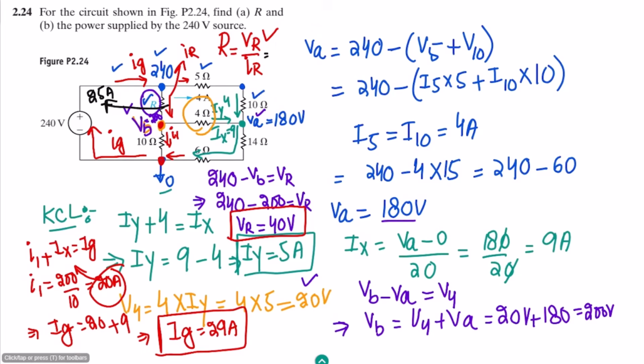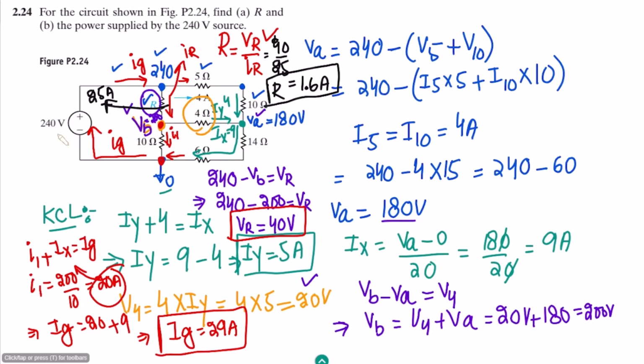The value of VR is how much? That is 240 minus 200, that is 40, divided by 25. So finding it out, we will get the value of R would be 1.6 ohms. So this is the value of the resistance which we had to find out. So the part A is solved now.